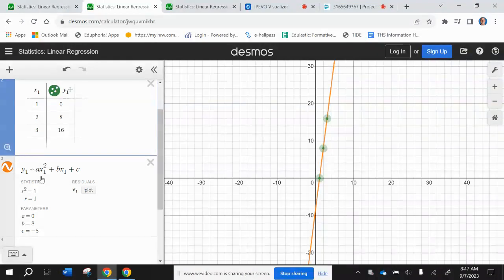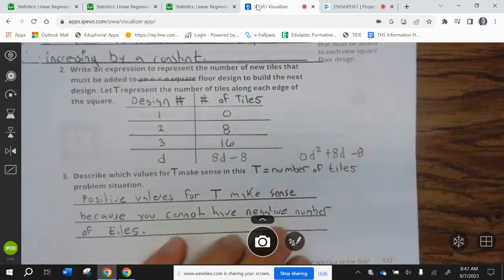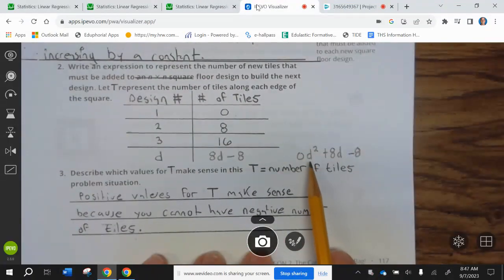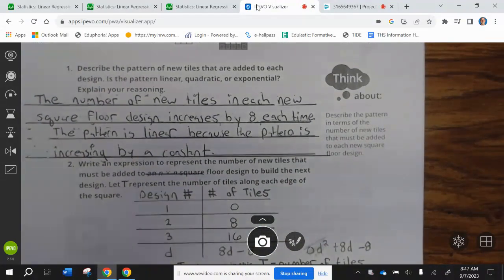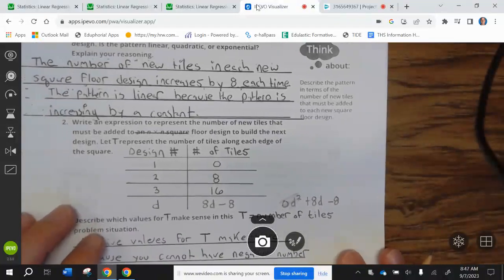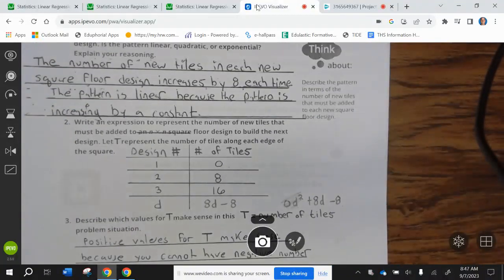That would be 0d squared plus 8d minus 8. So, wait a second. It says quadratic, but 0d squared goes away, and you're left with 8d minus 8, which is linear. Okay, so the number of new tiles in each new square floor design increases by 8 each time. The pattern is linear because the pattern is increasing by a constant. All right, go ahead and finish writing that down.